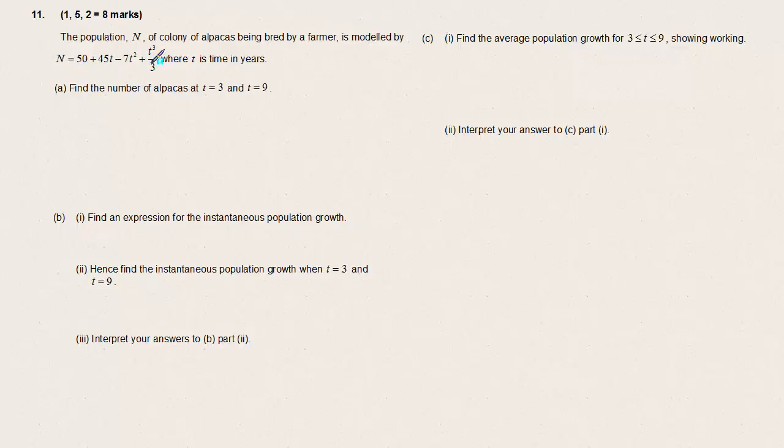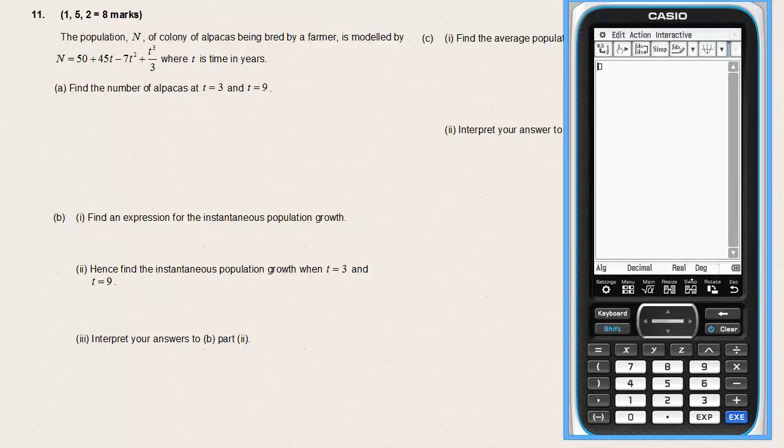A population of a colony of alpacas being bred by a farmer is modelled by n equals 50 plus 45t take away 7t squared plus t cubed over 3, where t is the time in years. We want to find the number of alpacas at t equals 3 and t equals 9, so that's just a case of substituting these values into the formula.